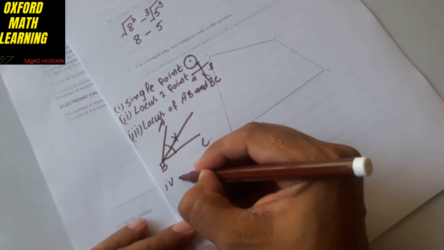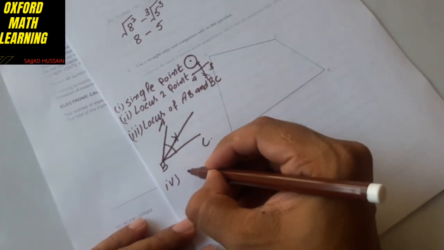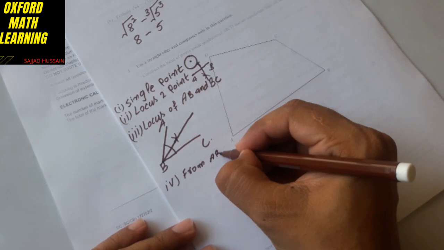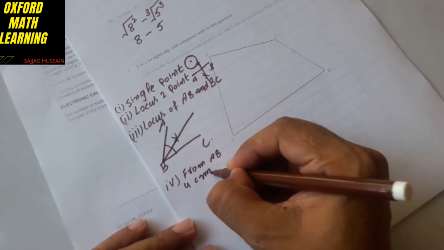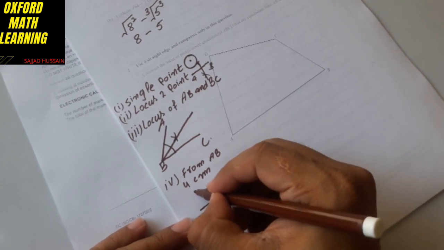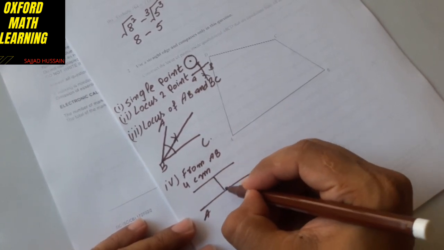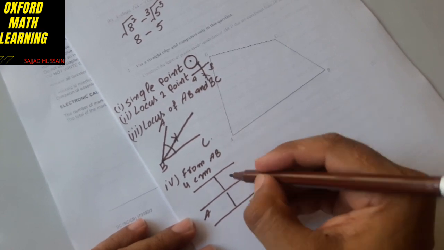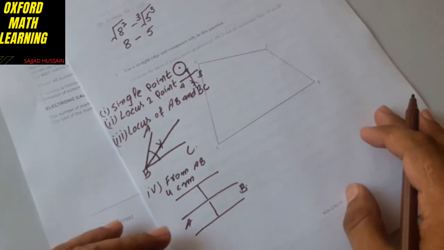Fourth is locus from AB 4 centimeter. It means if AB is 4 centimeter, then 4 centimeter it can be upside 4 centimeter with 90 degree. It can be 90 degree downside. Okay, this is locus. This is also called parallel locus.